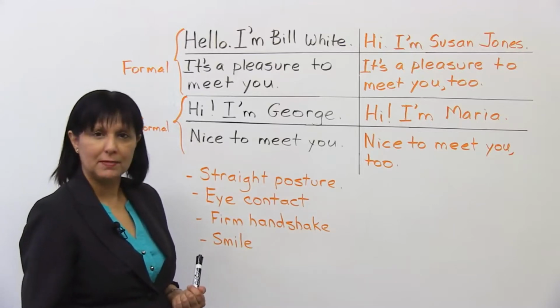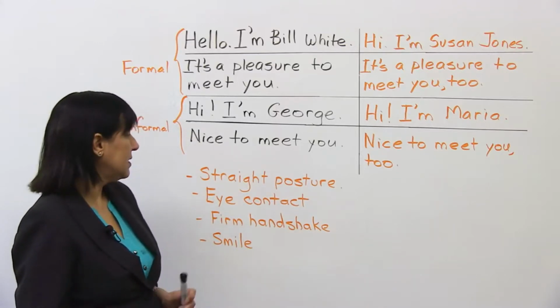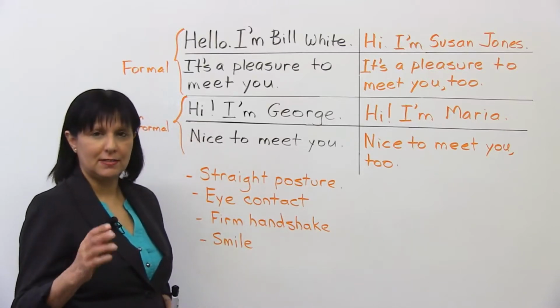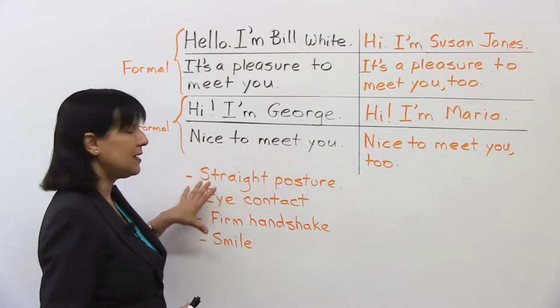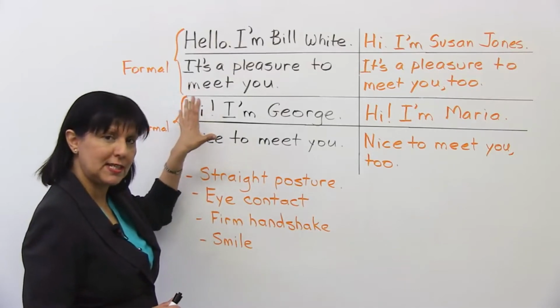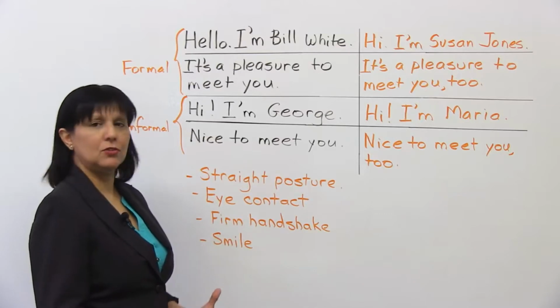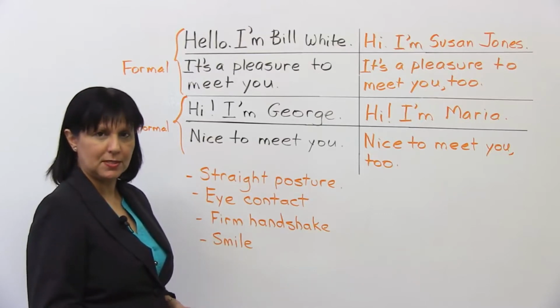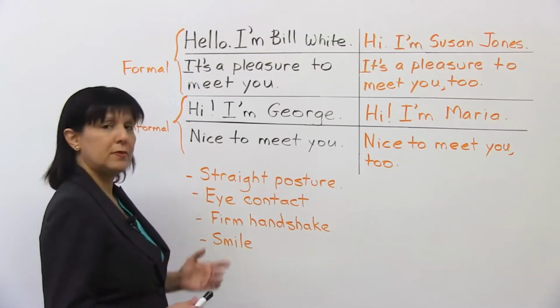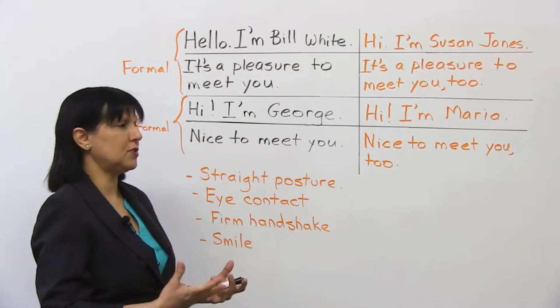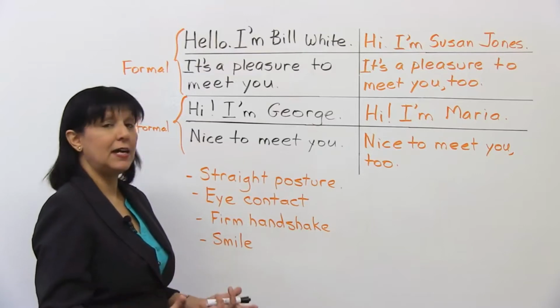Okay? Let's try it again. Hello, I'm Bill White. Now, at that point, you probably want to also shake hands. So let me mention that. The things that you should do in addition to what you're going to say are these. You should try to maintain a straight posture because you look more professional that way, especially in a business situation. In a North American context, also, we establish eye contact. That shows that we're not afraid, that we're not hiding anything.